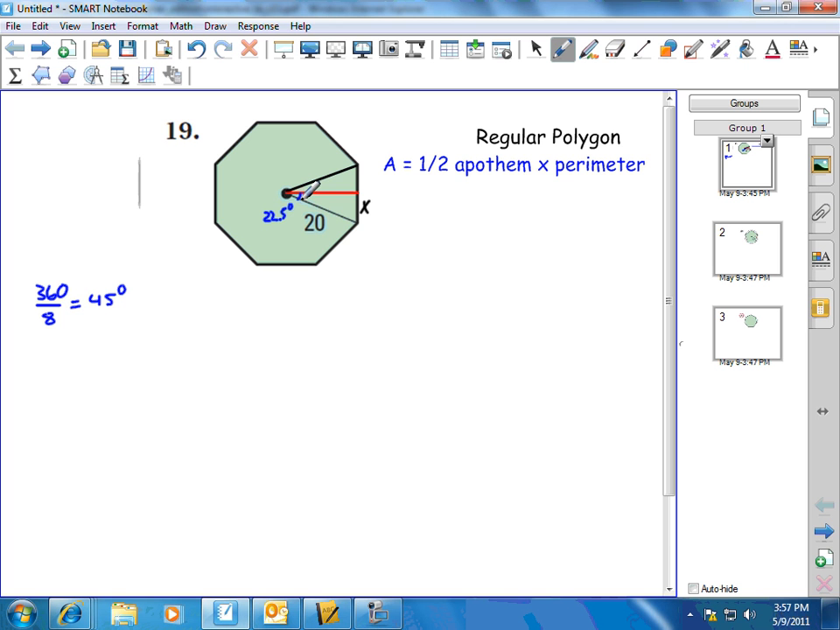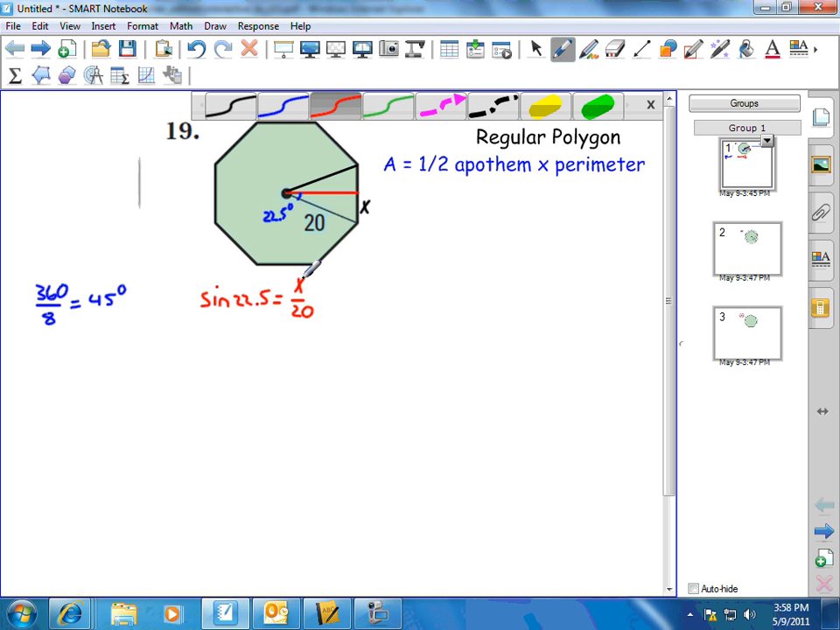I'm going to use my 22.5 degree angle as reference, so I'm looking at opposite over hypotenuse. That's sine. So the sine of 22.5 has to equal opposite over hypotenuse, x over 20. I'm going to solve for x, the leg length. I'm going to have to multiply both sides by 20 to get x by itself. So x is equal to 20 times the sine of 22.5.